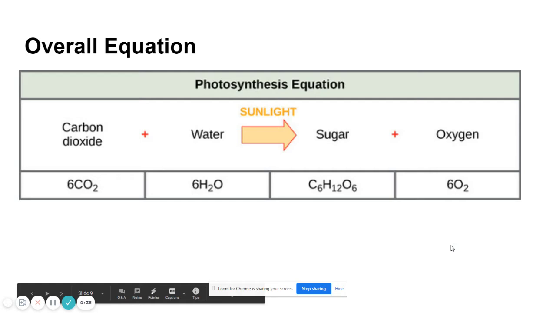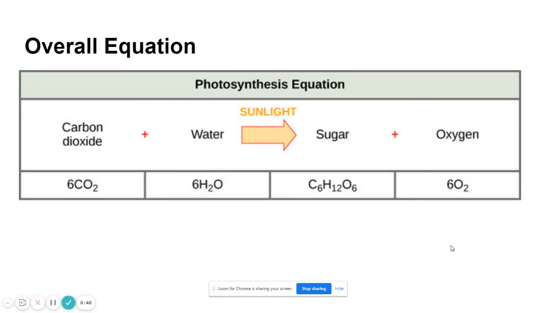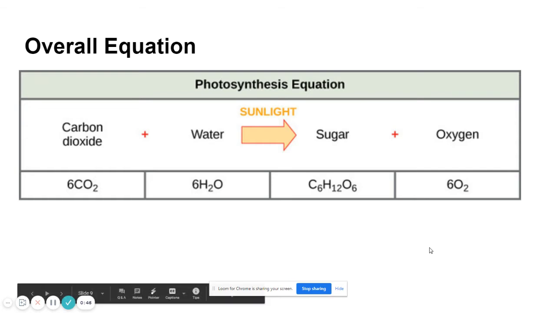You will notice that I have attached a graphic organizer that will go along with today's video. As I go through the two stages of photosynthesis, I would like you to please fill in the graphic organizer using the information that I will explain on here.